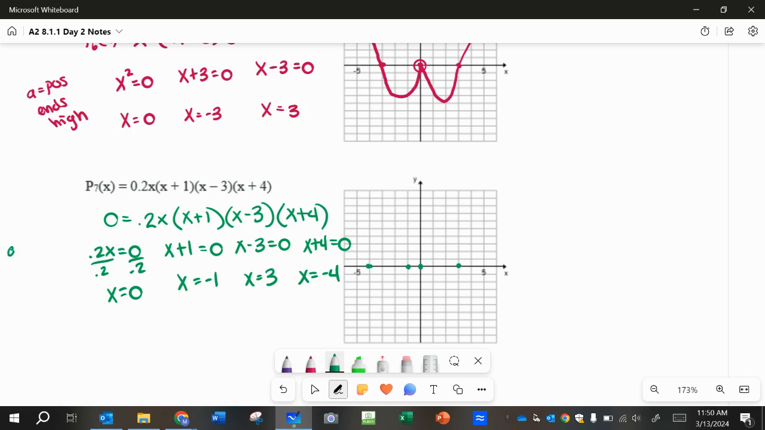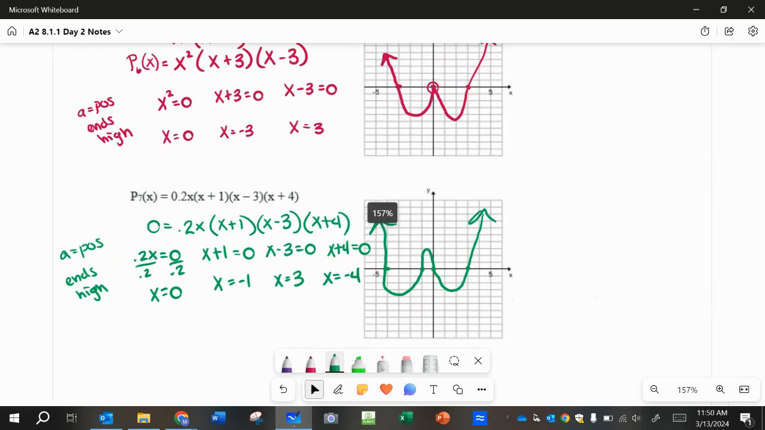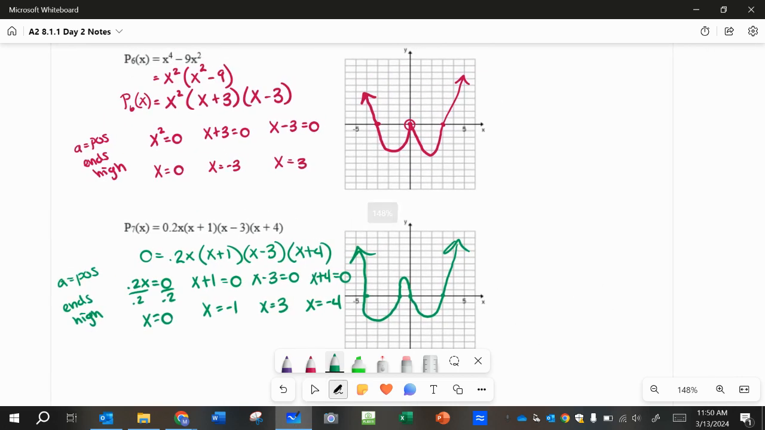So now my a value is 0.2. So it's positive. So that means it ends high. Goes through, goes through, goes through. So it looks very similar to the previous one, except instead of a bounce, there are 2 x-intercepts. So you go through. So hopefully that was helpful.